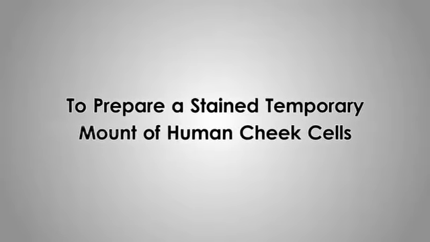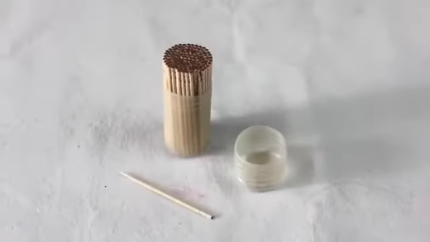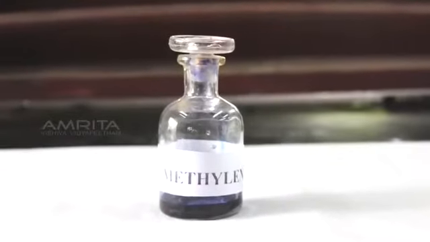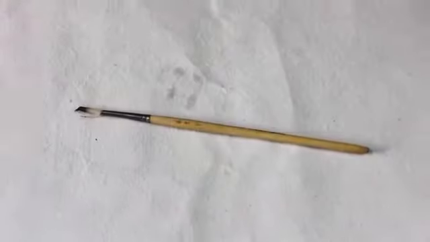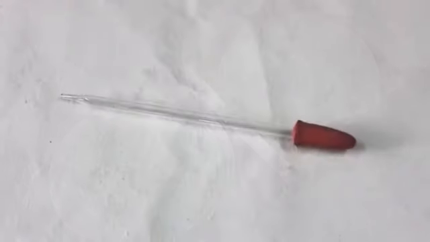To prepare a stained temporary mount of human cheek cells. To do the experiment, we require toothpick, cover slip, methylene blue solution, glycerine, glass slide, distilled water, brush, needle, compound microscope, filter paper, and a dropper.